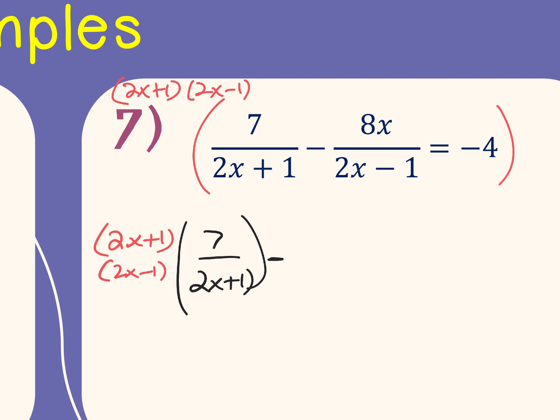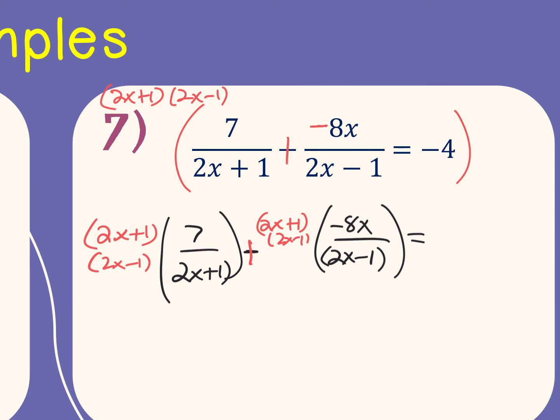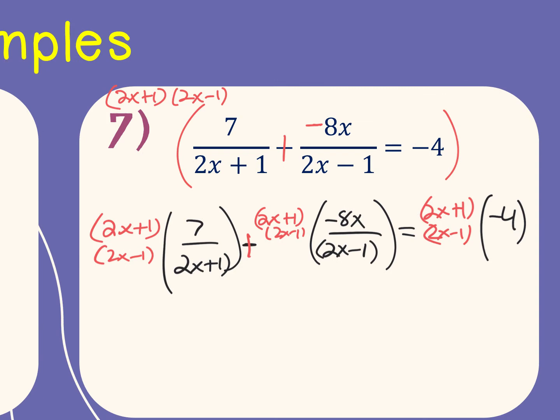And then what you could also do on this subtraction problem is do like a keep flip change here. Turn this to a plus, make that a negative 8. So then 2x plus 1, 2x minus 1, and it gets multiplied to the negative 8x over 2x minus 1. And then lastly, same thing to the answer, 2x plus 1 times 2x minus 1, and then the negative 4. So now let's look for things to simplify. So the 2x plus 1 is gone.